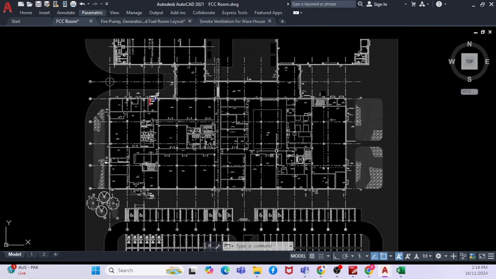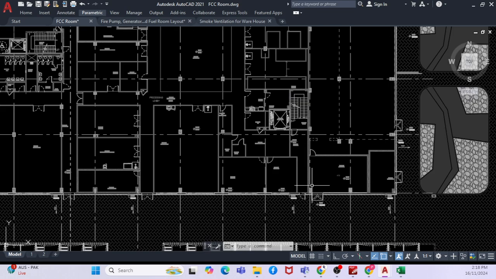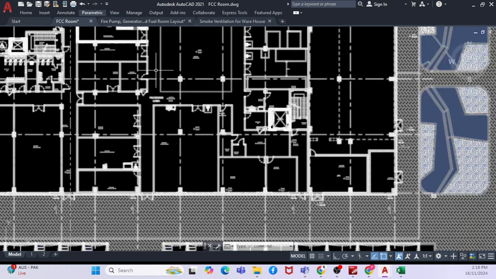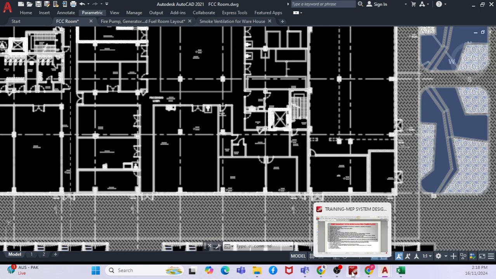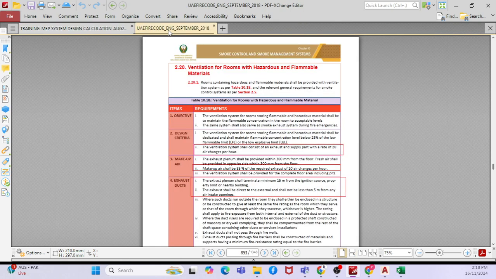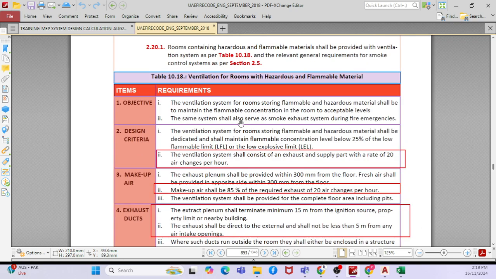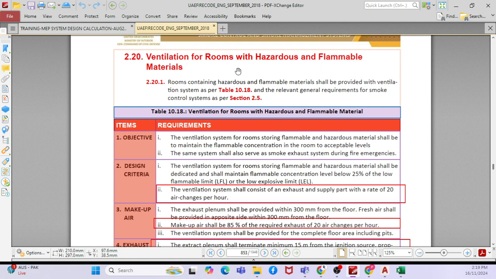In case you find that a room is used for storing flammable materials or hazardous material, then you have to follow our local regulations for smoke management. If you go to the smoke control and smoke management system in our local code, you will find there is one section on ventilation for rooms with hazardous and flammable material.